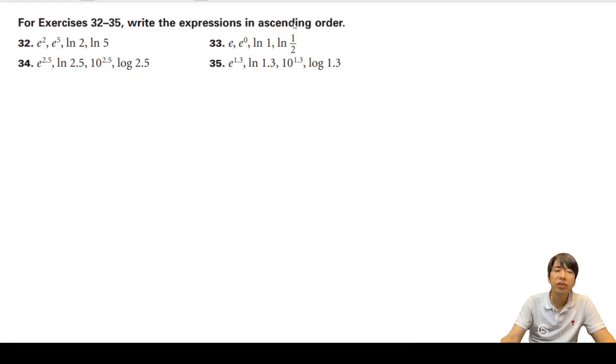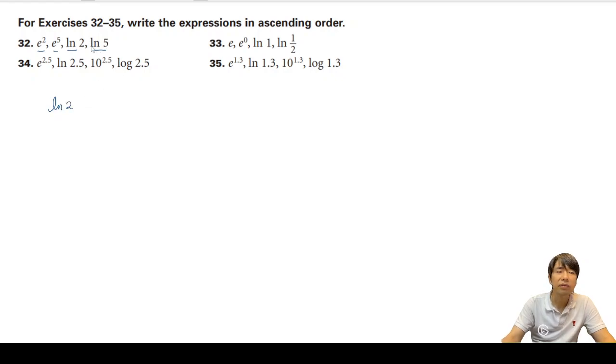Write the expressions in ascending order. So we have to compare all these 4 numbers. The smallest number out of all these is ln 2, because this 2 is less than e, so you're going to end up with a number that is less than 1. So ln 2 is the smallest number.